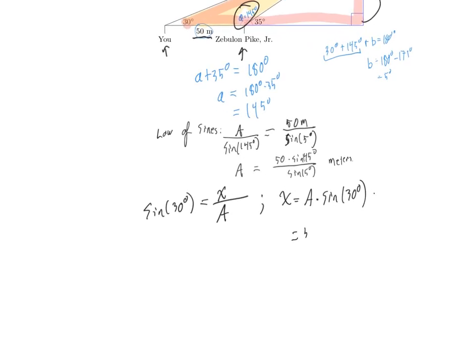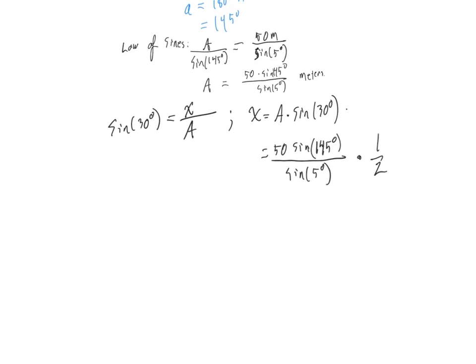So x is equal to 50 times the sine of 145 degrees, divided by the sine of 5 degrees, times the sine of 30 degrees. Well, I know what the sine of 30 degrees is. It's on the unit circle. That's a 1/2. I know how to divide the 1/2 into 50 at least, so I should simplify as much as I can. 25 times sine 145 divided by sine 5, all in degrees, in meters.